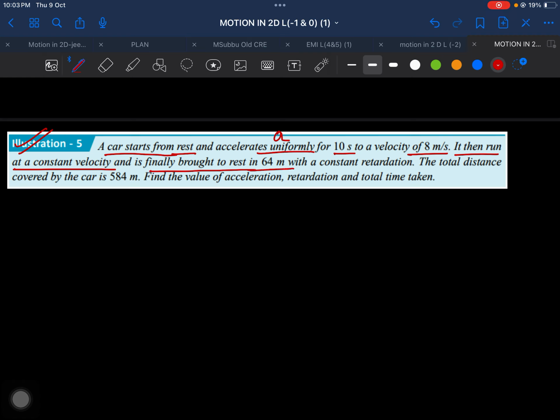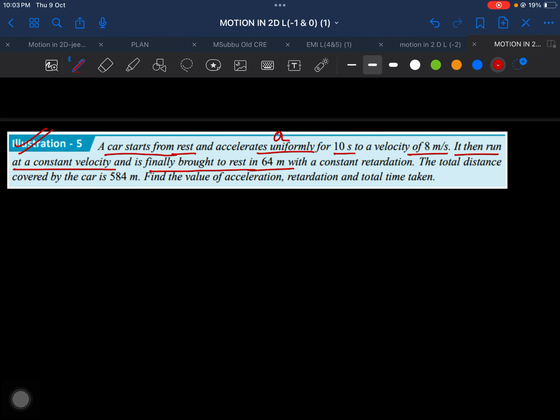Means a car starts from rest, accelerates uniformly for 10 seconds to a velocity of 8 meter per second. It then runs at a constant velocity and is finally brought to rest in 64 meter with a constant retardation also. The total distance covered by the car is 584 meter. Find the value of acceleration, retardation, and total time taken.